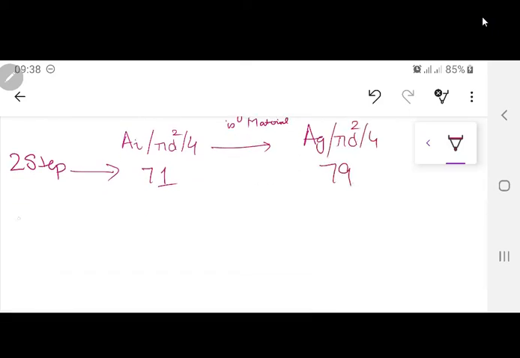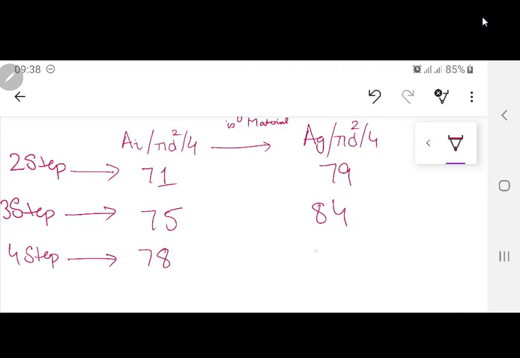And if you have a three-step core, this factor comes out to be, I guess, if I'm not wrong, 0.75, and the next one is 0.84. This is the three-step core. If you have a four-step core, this factor goes on to 0.78, and the next one goes on to 0.87. So these are the values as you go on to increase your number of steps.